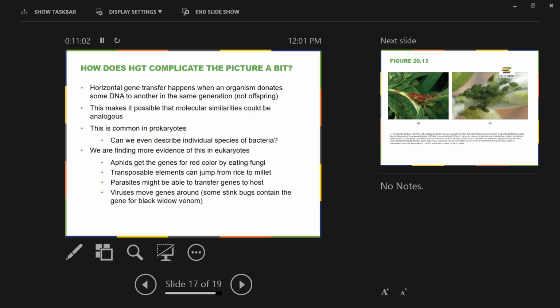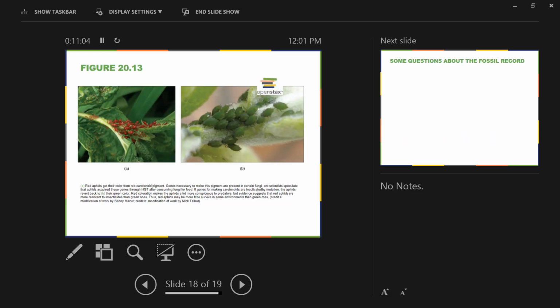But it does provide a suitable mechanism. And so here are the aphids that are expressing the gene, the fungal gene, to produce the red pigment. And here are the same aphids where that gene has been knocked out. So they still have that gene, but they can no longer express it. They're still eating the red fungi, but they are not red because they are no longer expressing and forming that pigment.